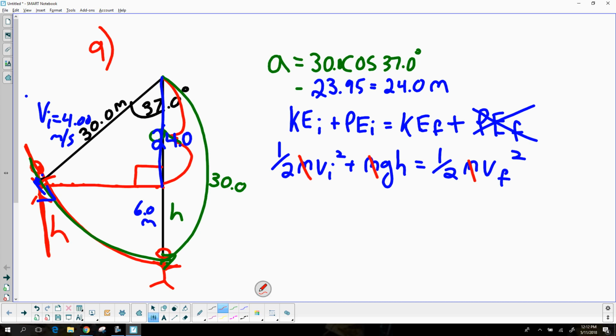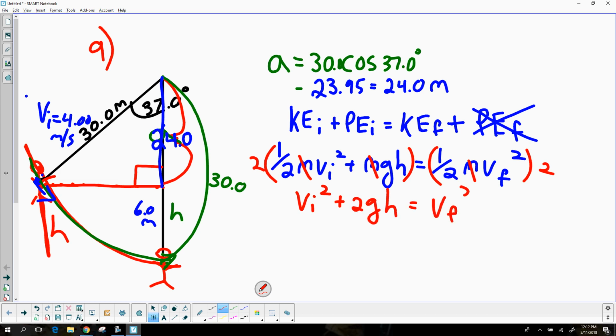Boom, boom, boom. So same process here. I can't cancel out this half because this doesn't have a half in front. But I can multiply both sides by 2. So this turns into vi squared plus 2gh equals vf squared. What does that look like? Number 5. Exactly. All connected. And now I'm ready to square root both sides and then plug in my numbers.